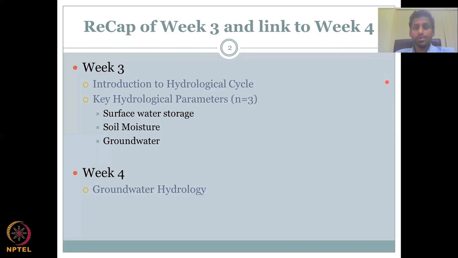So with this, let's jump into Week 4. What we'll be looking at in Week 4 is defining groundwater hydrology, what constitutes the hydrology for groundwater, what the key factors are, where water is stored, and how to understand storing these waters using natural and artificial means.